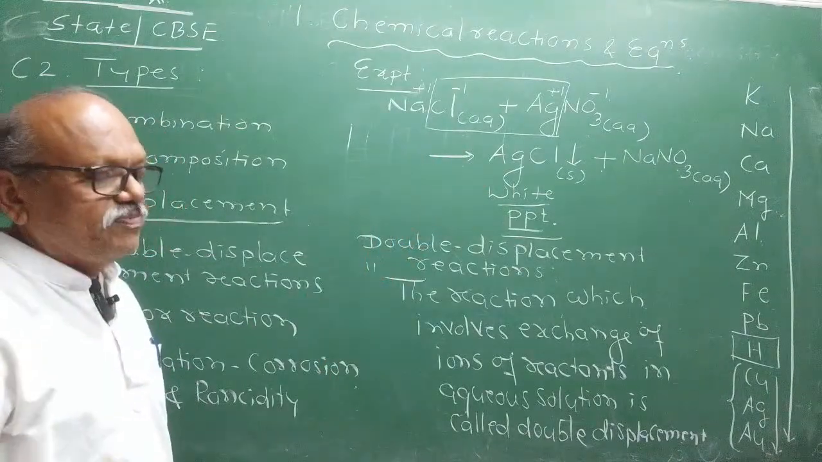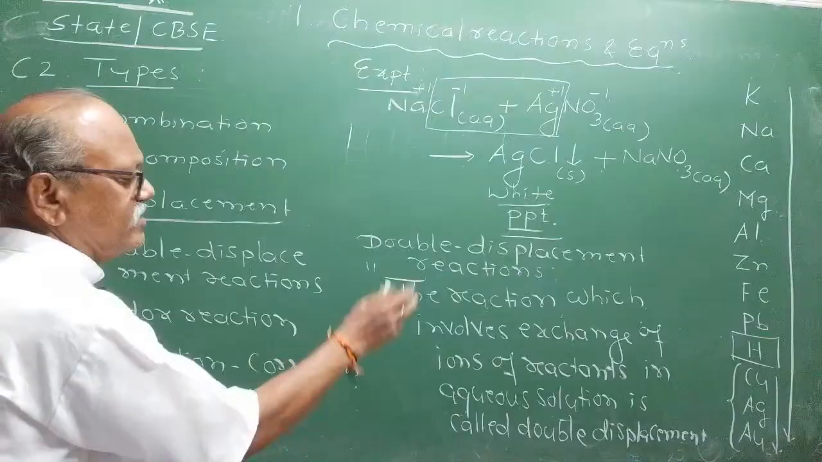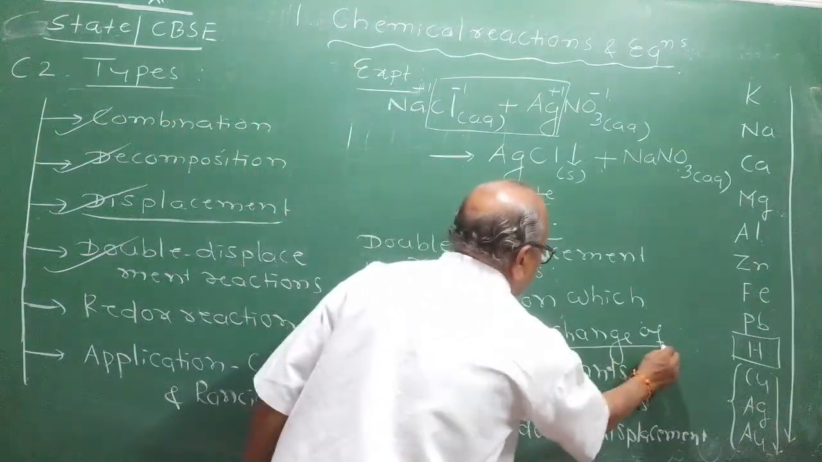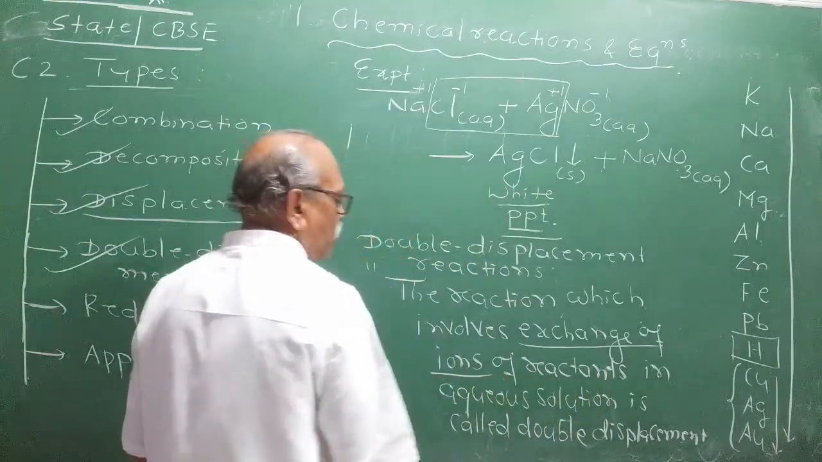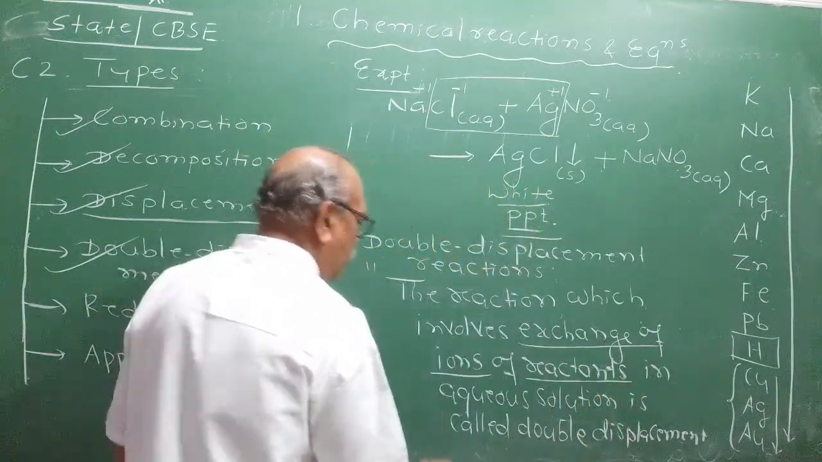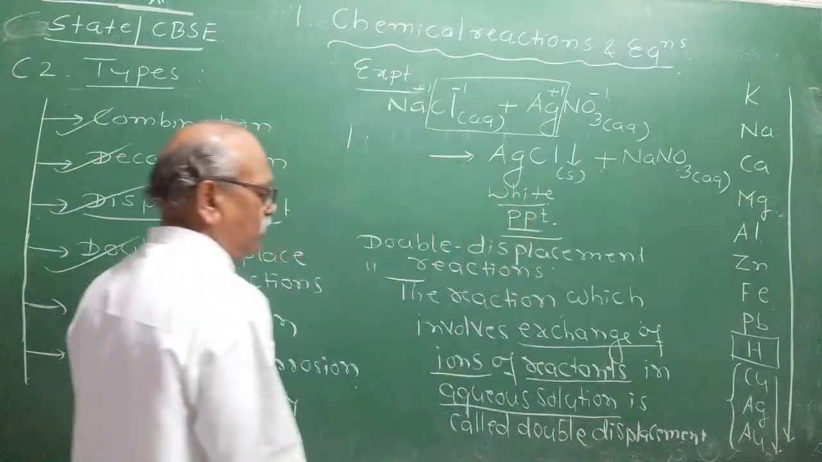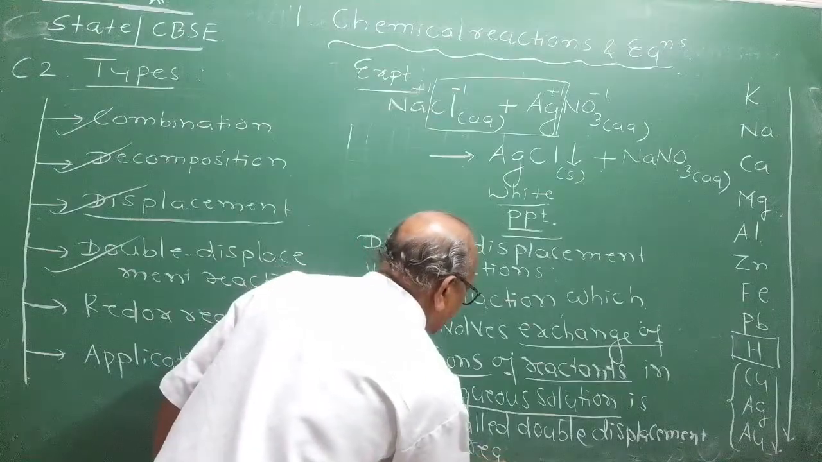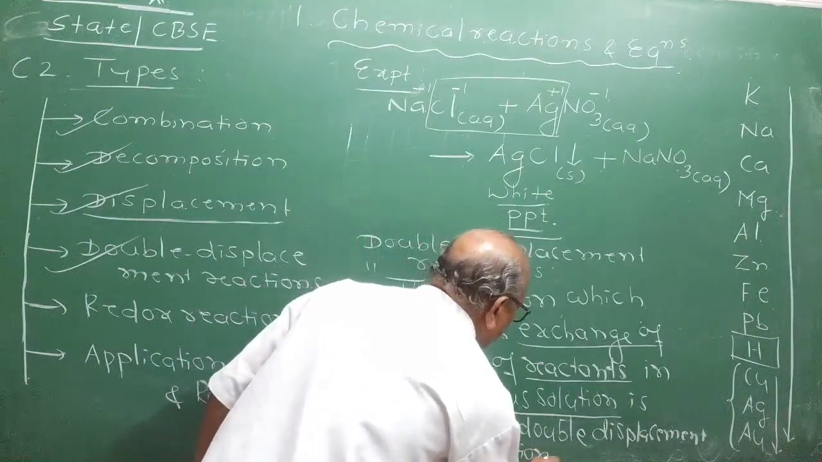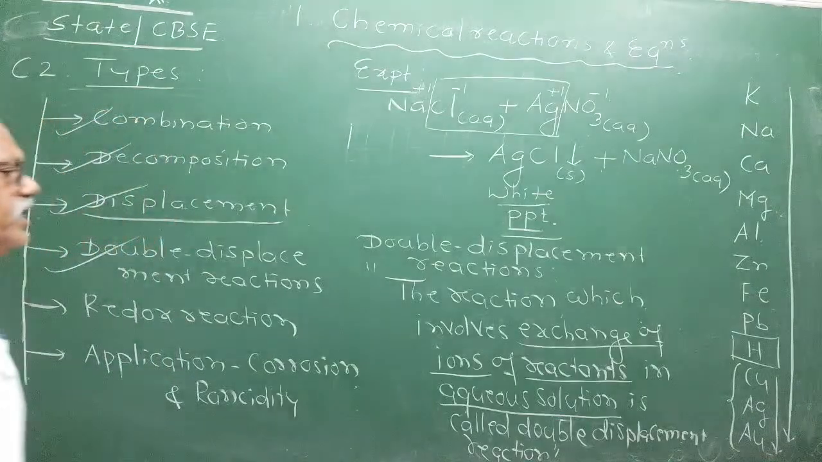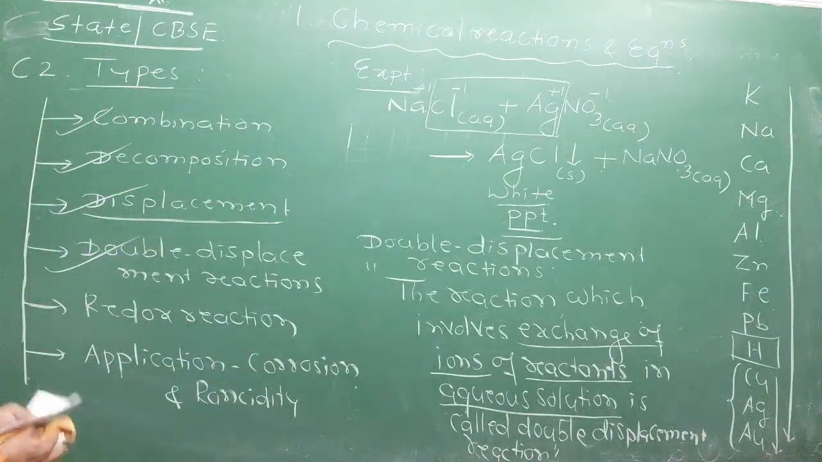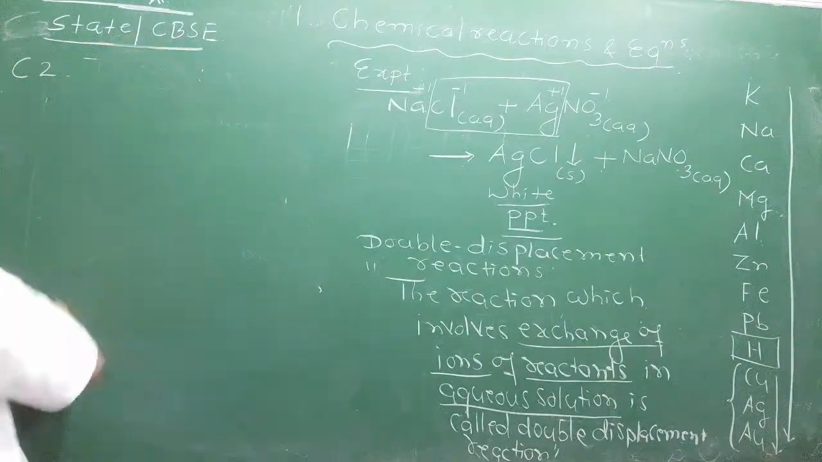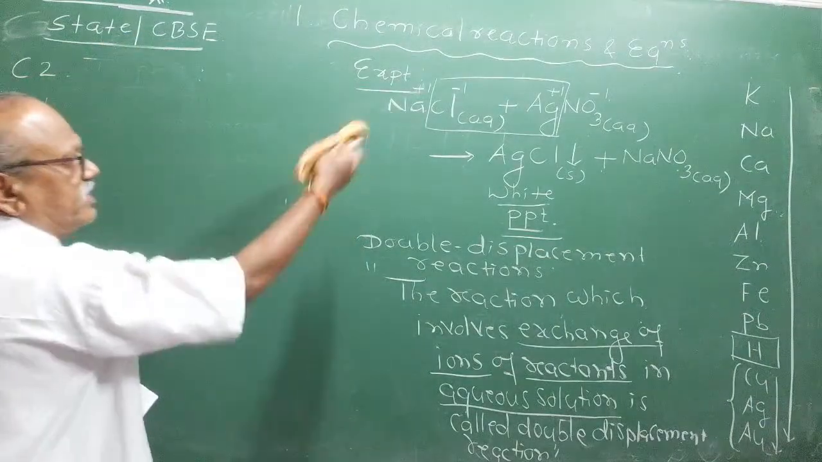If any inspector comes to your class and tests you: the reaction which involves exchange of ions, underline the word ions, of what? Reactants, in which solution? Aqueous solution, is called double displacement reaction. This is the correct, complete, meaningful definition of the double displacement reaction. You can write it in the board exam. So this is the reaction, right?